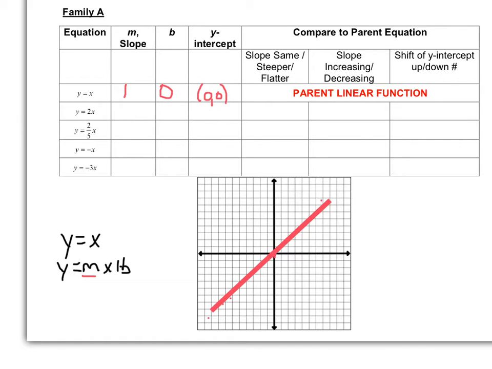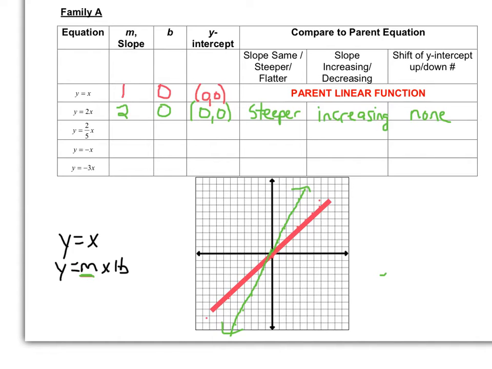The next one is y equals 2x, and we can see that the slope is 2. Remember, m is your slope, and the y-intercept is 0. So that means it goes through the origin anytime the y-intercept is 0. And then we want to see, is the slope the same, steeper, or flatter? It's going to be steeper because the m is greater than 1. Is the slope increasing or decreasing? Well, because it's positive, it's increasing. And is there a shift up or down? No, there is no shift because the y-intercept is 0. So now I'm going to graph this, and you can too.